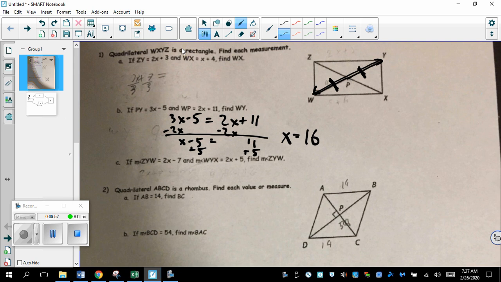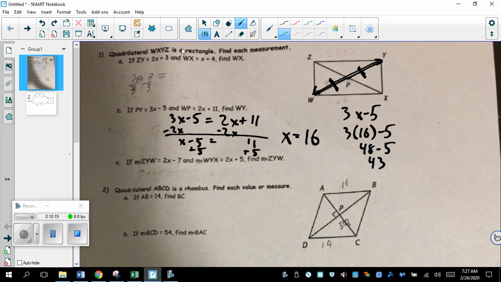But since we know that they're the same length, we could say 3x minus 5. So we have 3 times 16 minus 5. 3 times 16 is 48. 48 minus 5 is going to be 43.